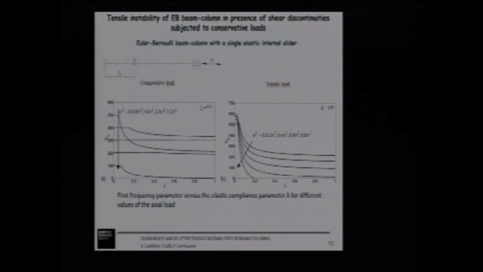And these are the results in terms of first frequency parameter versus the elastic compliance for a given position of the elastic slider and for different values of the axial load. You may see that there is a range in which the frequency doesn't undergo modifications as the compliance increases. And these ranges correspond to those in which the mode is the global one and not the slider one.